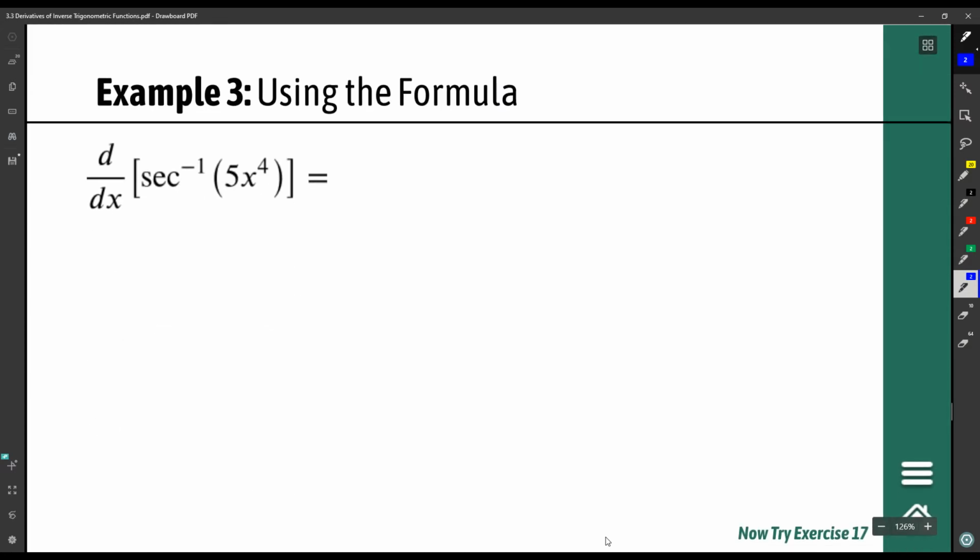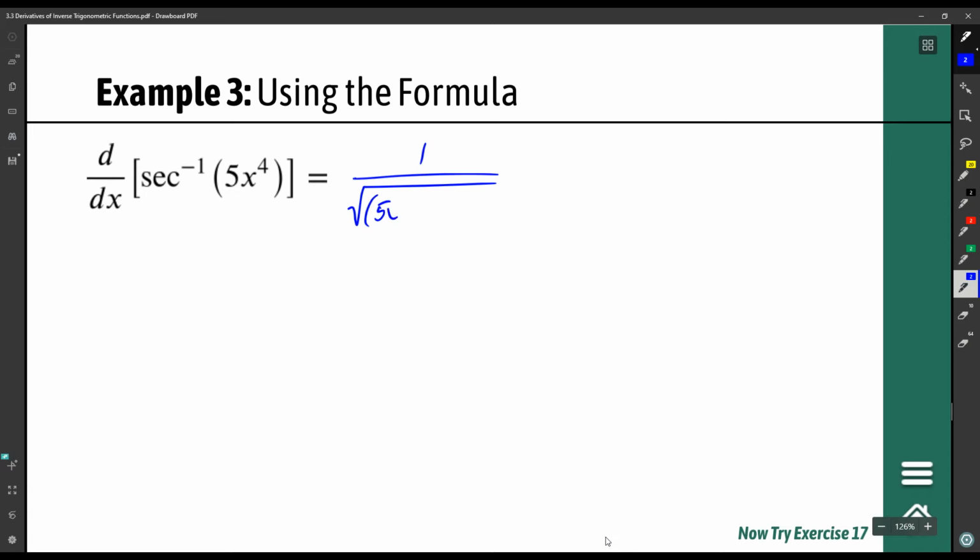So let's see this in action. We're going to use the formula to find the derivative of the inverse secant of 5x to the 4th. So this is going to be a 1 over the square root of that input to the inverse secant function squared.